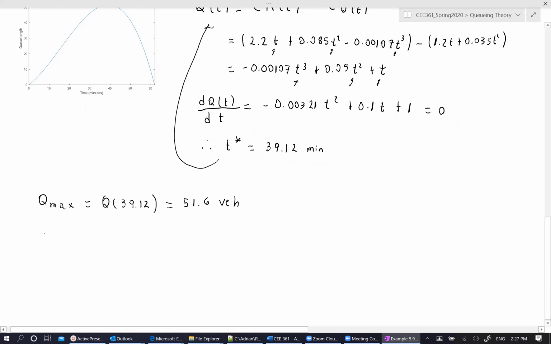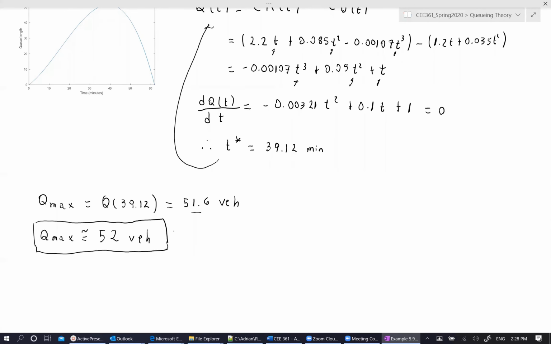Obviously we cannot have parts of a vehicle. So in practice, for the class, just leave it like that. It makes my life easier to know what value you actually got. But in practice, you would round that value to 52 vehicles. And if you are designing something where you are interested in how many vehicles you want to store, probably you will design that for 55 or something like that.